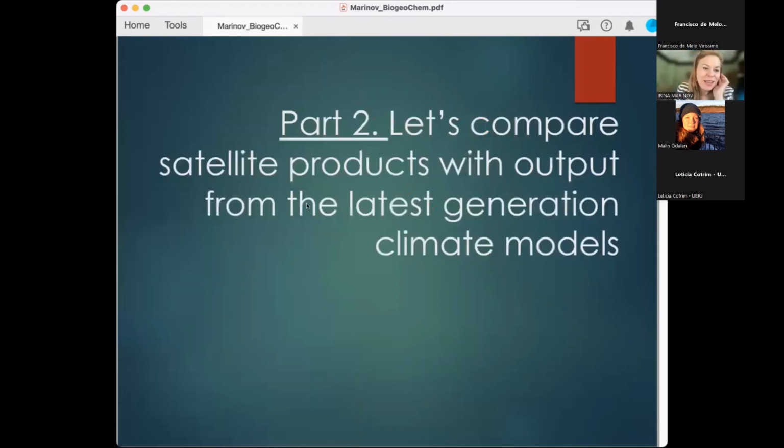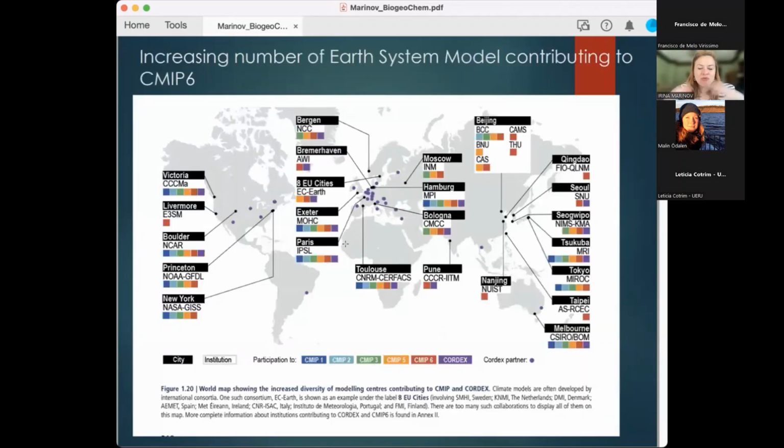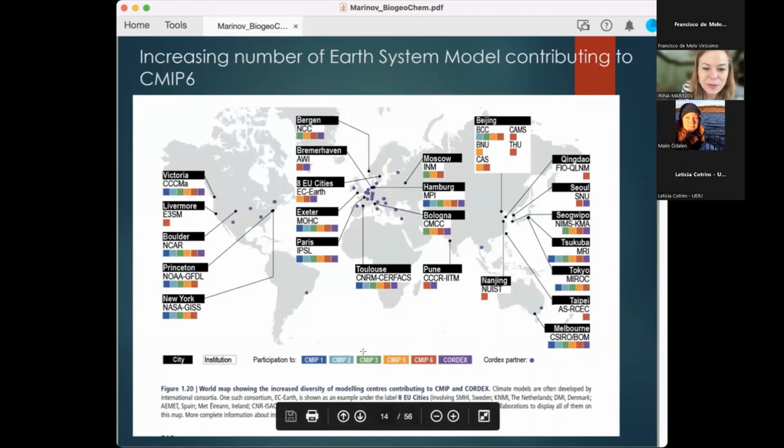Okay, so now let me spend 5 minutes or at most 10 on comparing satellite products with the outputs from the latest generation climate models. So a few words about climate models. There's a growing number of CMIP Earth system models. Contributions in red are the CMIP 6 latest generation contributions, compared to the CMIP 3 in green and the CMIP 5.